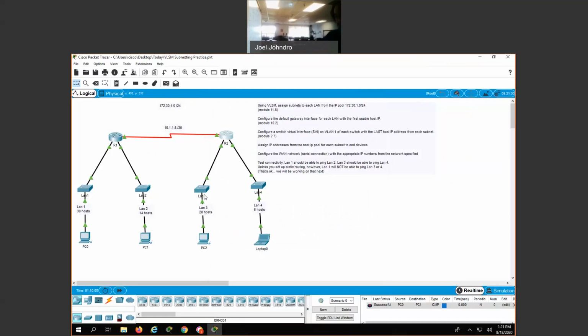Okay, like I said, the only thing we're missing from completion on this is setting up the SVIs on the switches and assigning the hosts to these. But I think you understand how to do that.